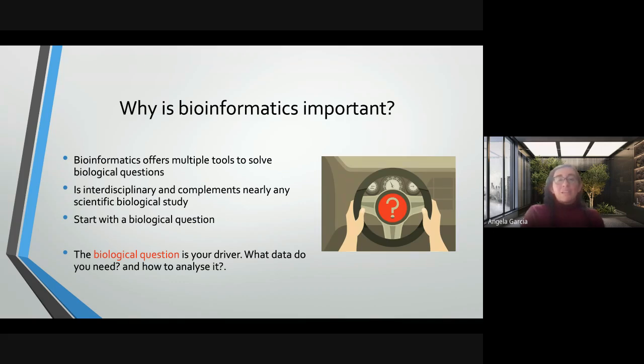So in this case, if your project in science is your car, your driver will be that biological question. So that will describe everything. What do you need? How to analyze that?